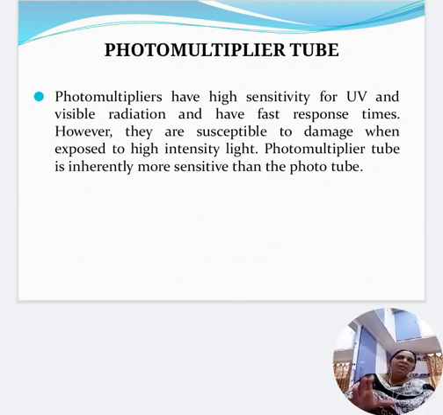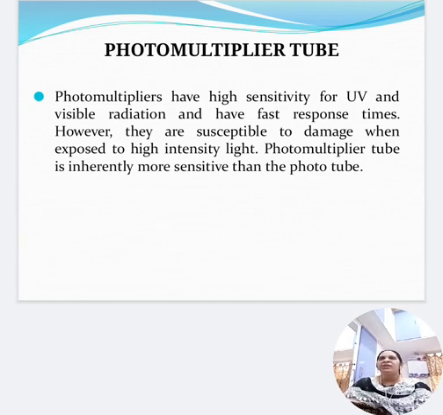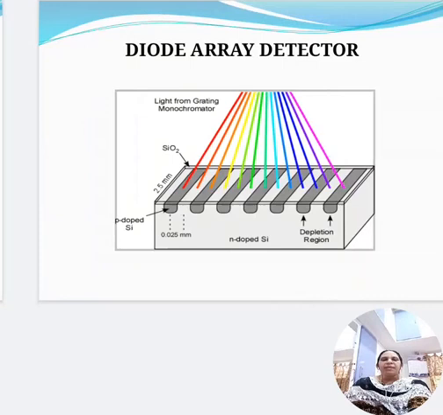So, when we come to the classification of what type of detectors are used in the visible and UV region, the most commonly used detectors are photo tubes and photo multiplier tubes. Okay, we are using photo multiplier tubes.